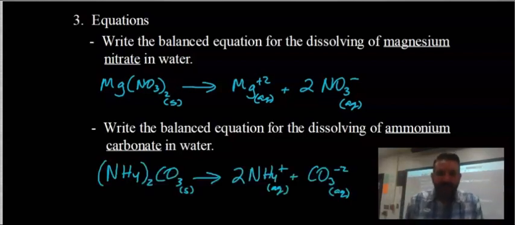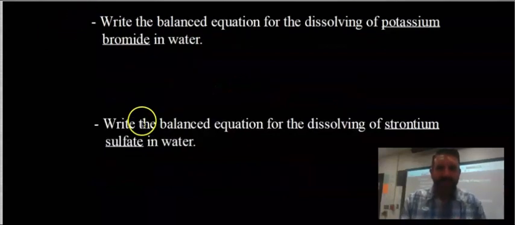Ammonium carbonate is going to dissociate into ammonium ions and carbonate ions. Again, take a look at the ratio of the ammonium ions to the carbonate ions. This will be important later on. All right, let's try another one. Again, pause the video, write the balanced equation for the dissolving of potassium bromide in water. Pause now, please.